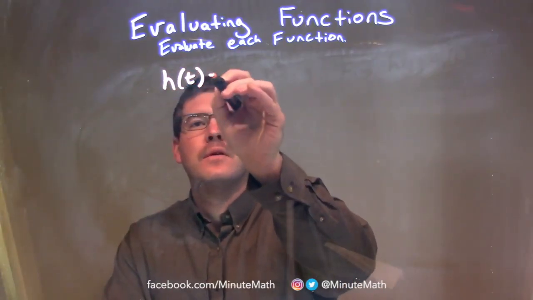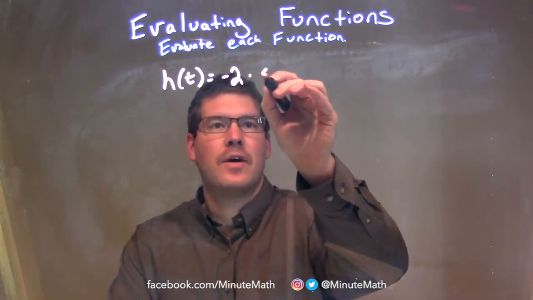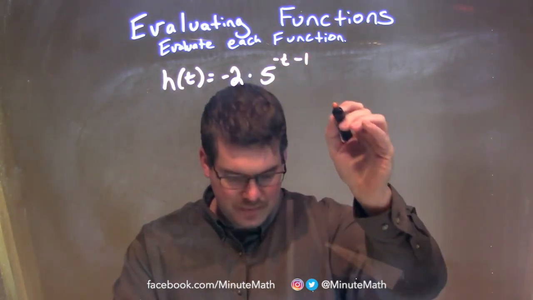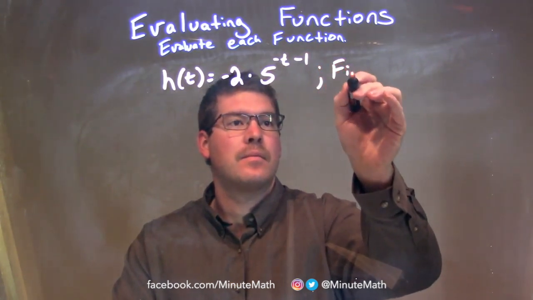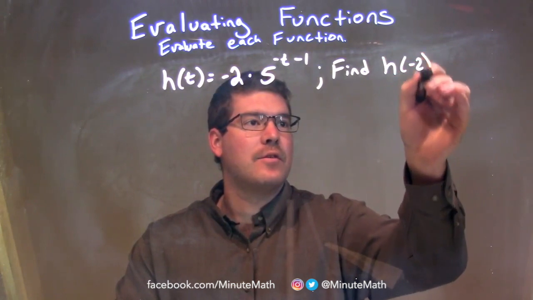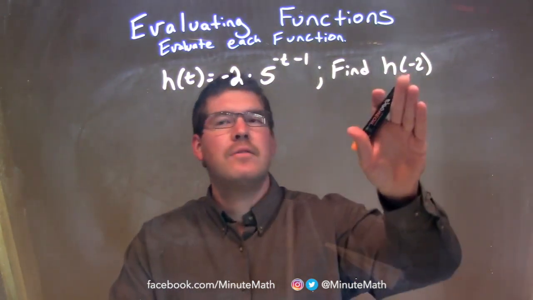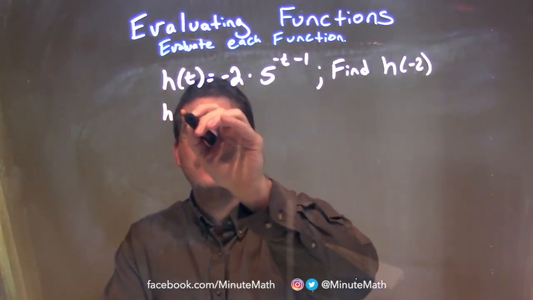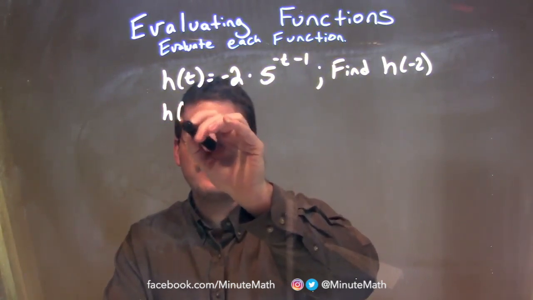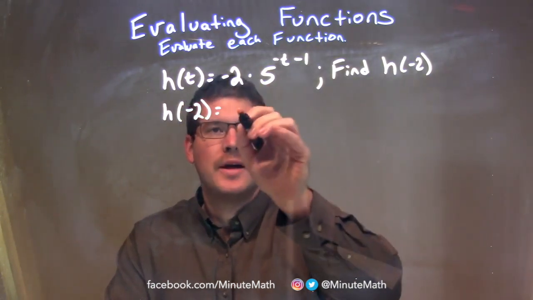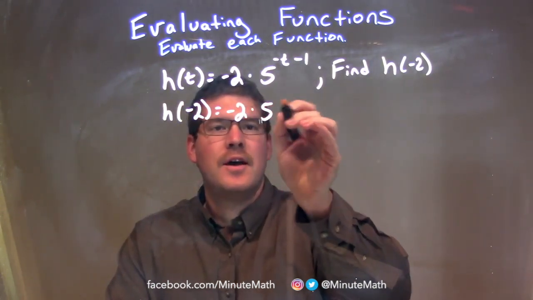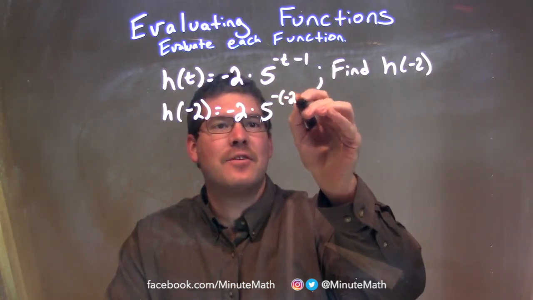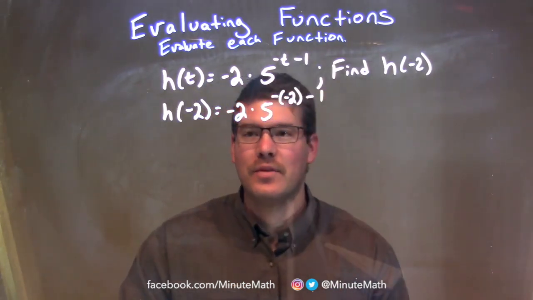h of t is equal to negative 2 times 5 to the negative t power minus 1, and we need to find h of negative 2. Every single time I see a t, I'm plugging in a negative 2. That's what h of negative 2 means. When t is equal to negative 2, what is h of negative 2? So h of negative 2 is equal to negative 2 times 5 to the... here's where it's tricky. The negative is out there for the t, but our t value is a negative 2. Then we subtract a 1.